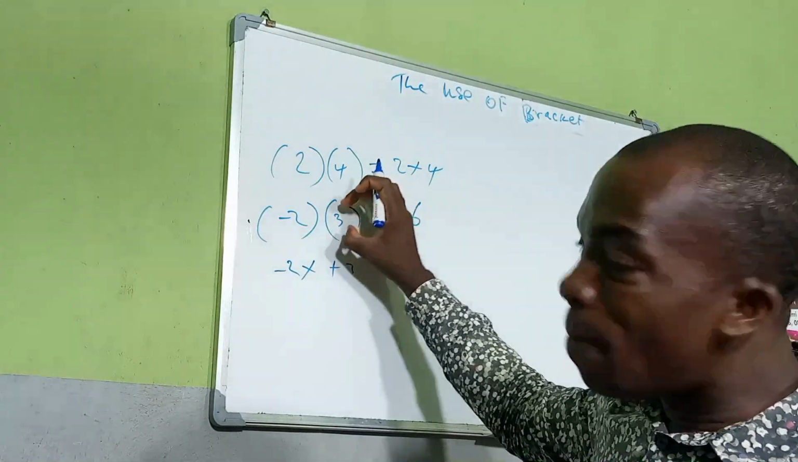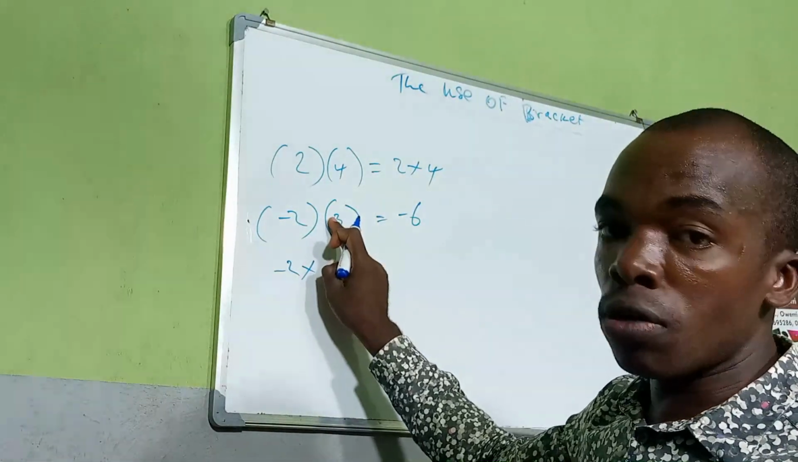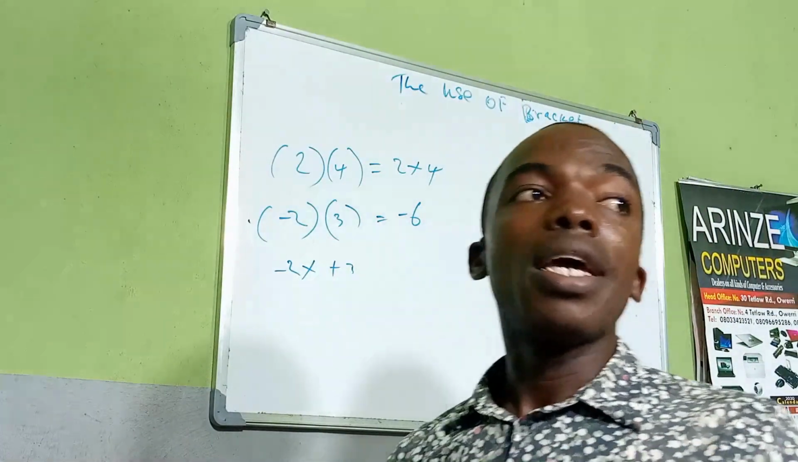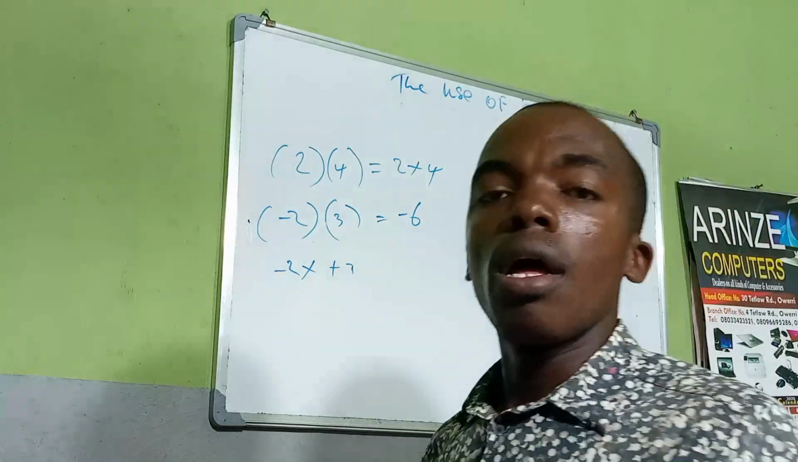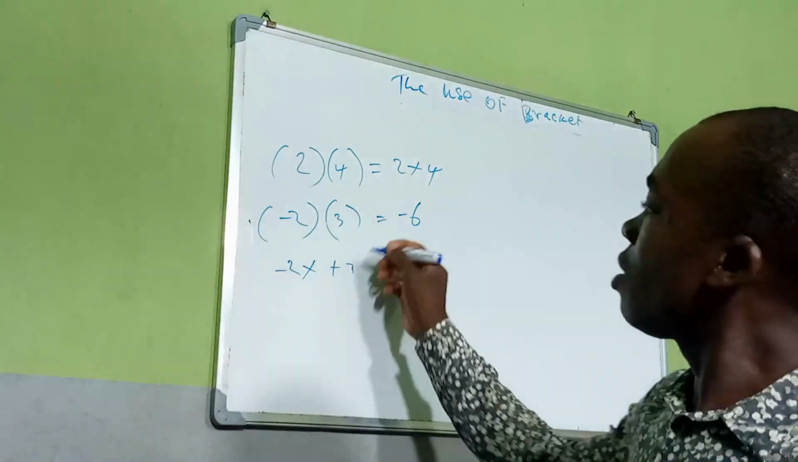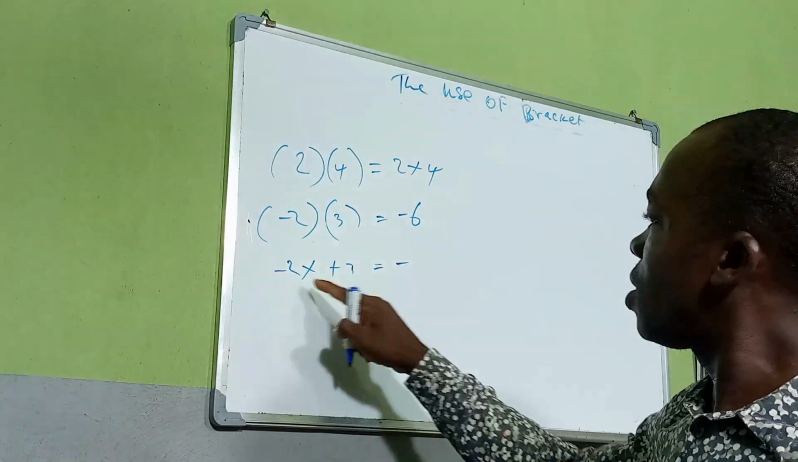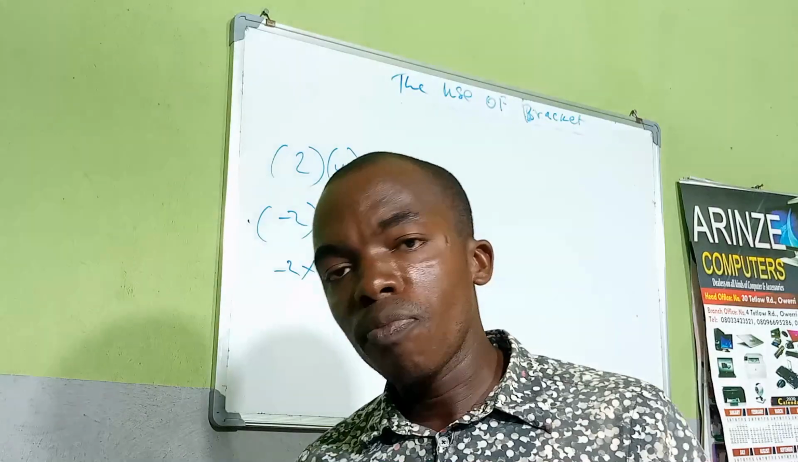Because when a number is not carrying a minus sign in the front, it is carrying a plus sign. Any number without a sign in the front carries a plus sign. So that's it. Now this is how we did this. This is minus times plus, which is minus, then 2 times 3 is 6. This is how we got this.